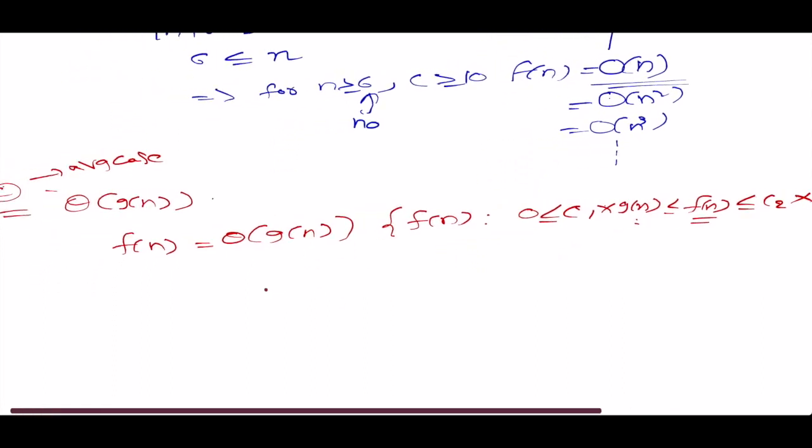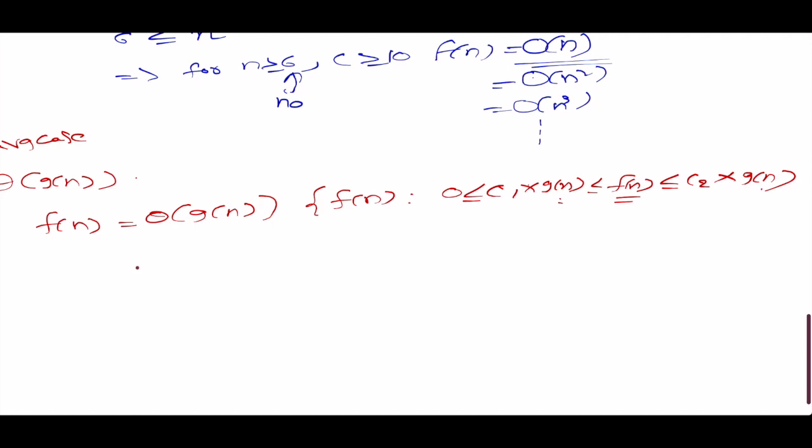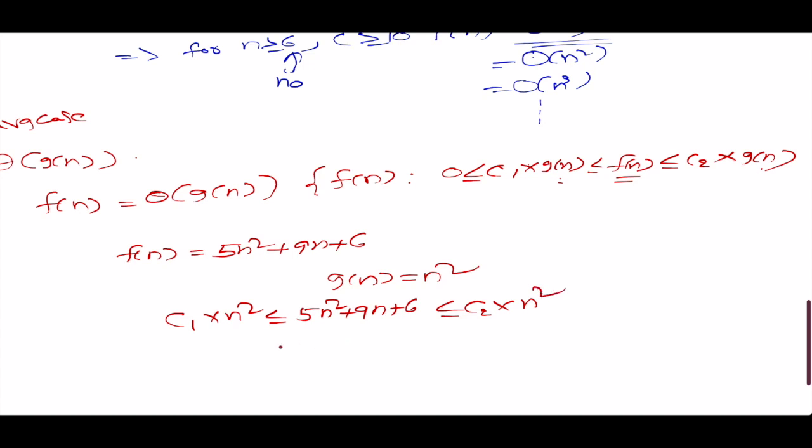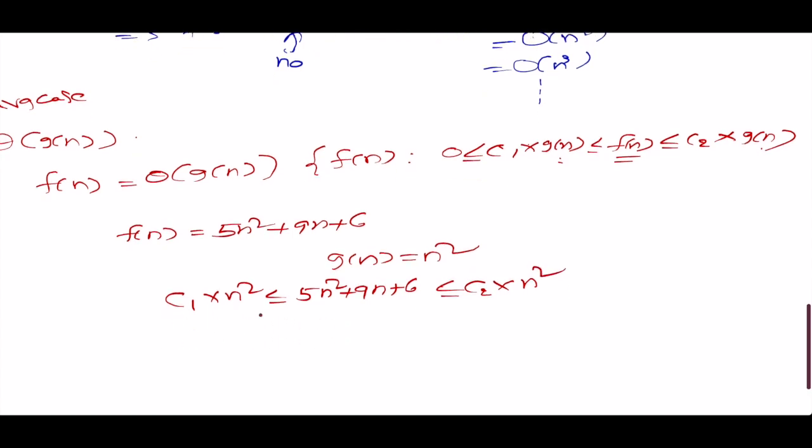So we'll actually take an example here. Let's say our f of n is 5n square plus 9n plus 6. Now let's take g of n as n square. Now let's substitute in the formula: c1 into n square is less than or equal to 5n square plus 9n plus 6 and less than or equal to c2 into n square. Correct, right? Now let's divide by n square on all sides. So we'll get c1 less than or equal to 5 plus 9 by n plus 6 by n square, less than or equal to c2.